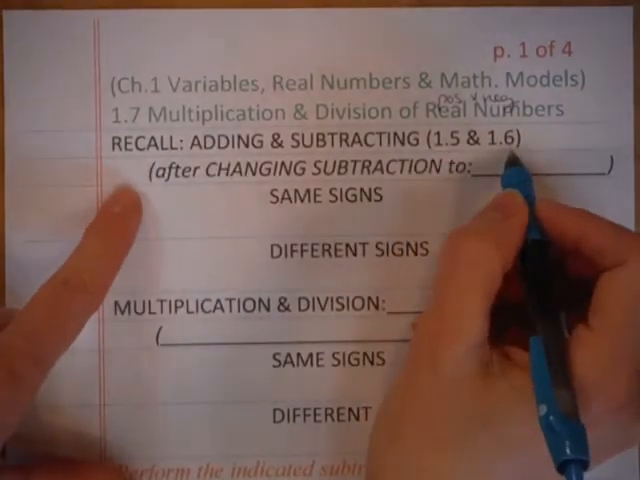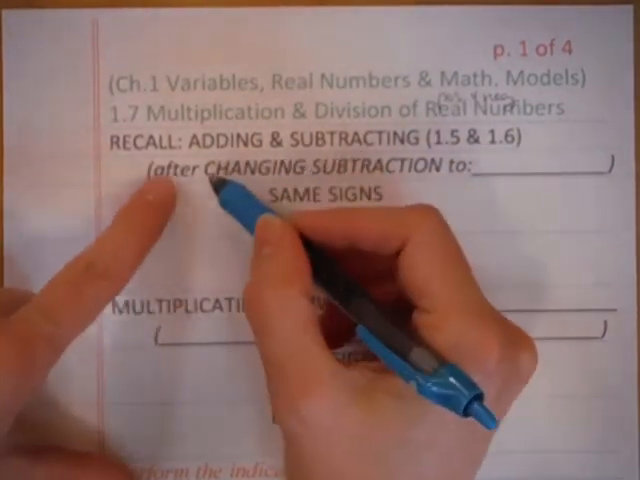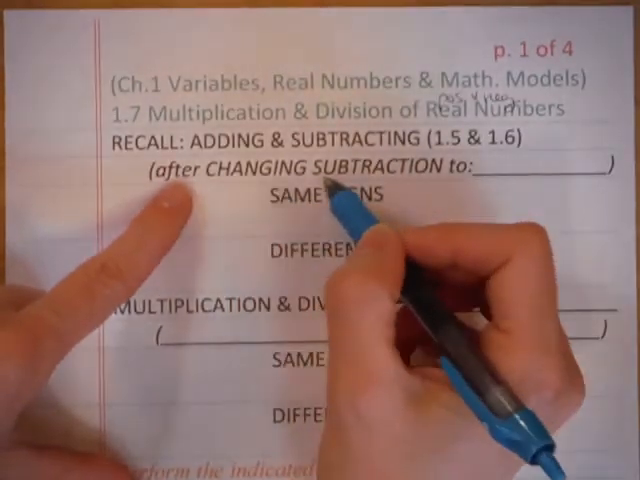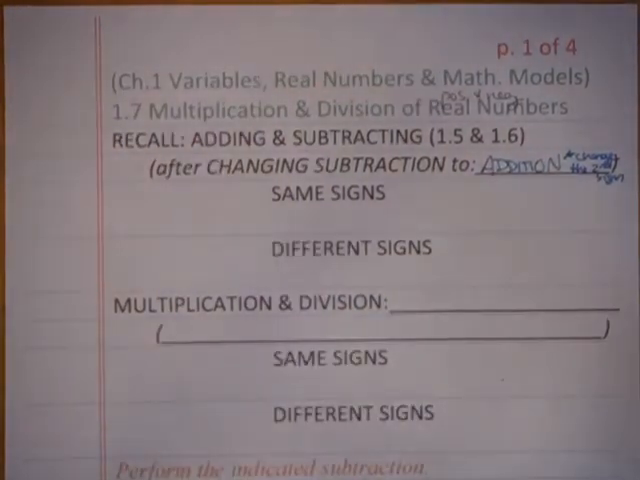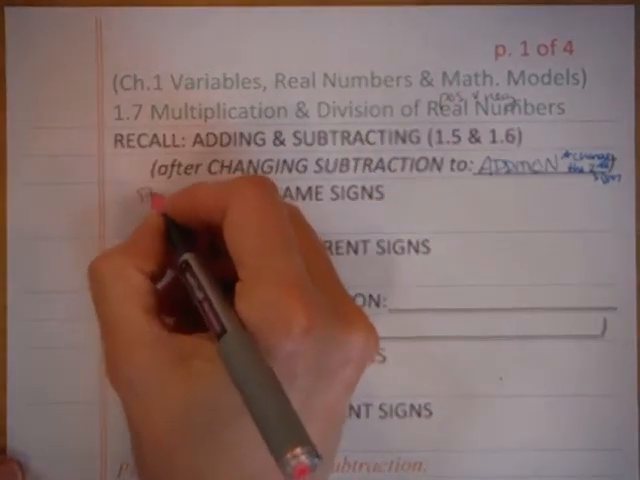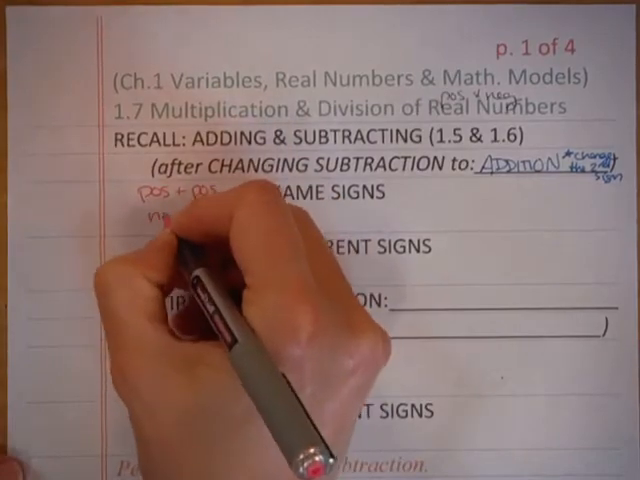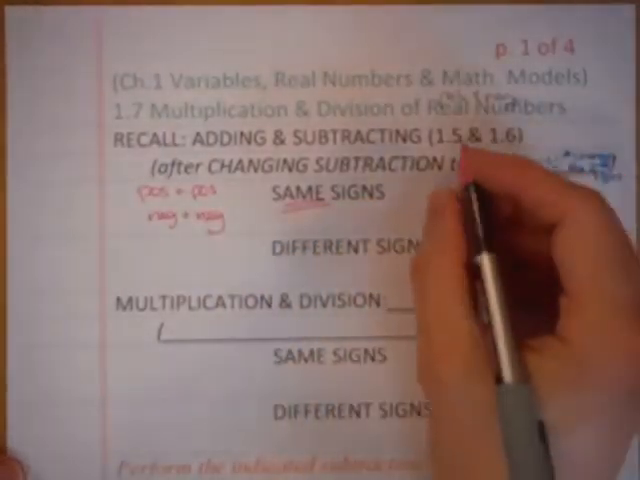As we recall from 1.5 and 1.6, the rules for adding and subtracting are the same if you've already changed subtraction to addition. So you change the subtraction to addition, and then you change the sign of the second number of the two things that you're adding. And what we looked at is if they're the same signs, positive plus positive, or negative plus negative. This is a review. We did this all in our notes earlier as well.